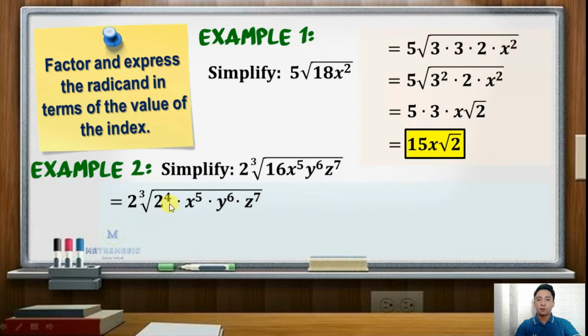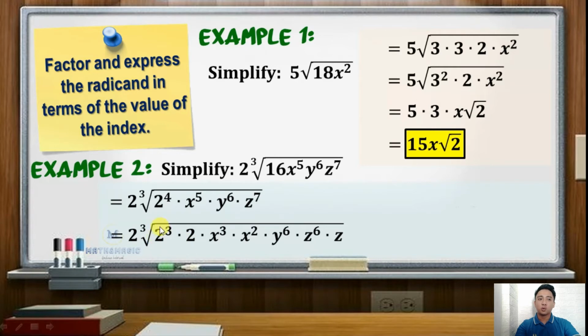For 2 raised to 4, we can rewrite that as 2 cubed times 2. Thus, we can extract 2 from the radicand and the remaining 2 will be retained in the radicand. For x raised to 5, that can be written as x cubed times x squared. Hence, an x will also be extracted while the remaining x squared will be retained in the radicand.